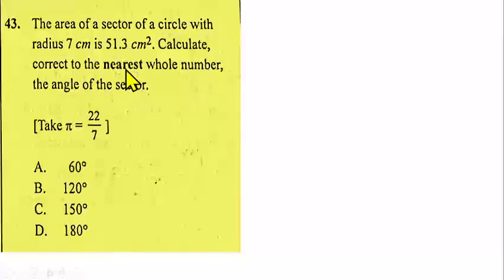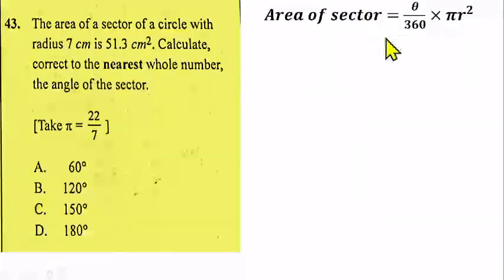In this case, you are measuring a sector. The area of a sector of a circle with radius 7 cm is 51.3 cm squared. We have to calculate, correct to the nearest whole number, the angle of the sector. Take pi to be 22 over 7. We know that the area of a sector is theta over 360 times pi r squared.